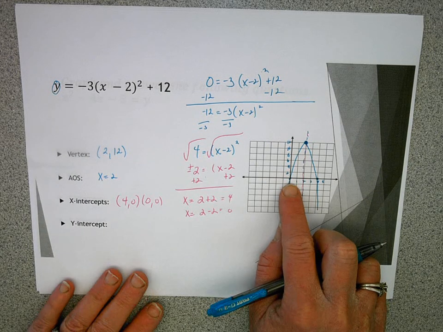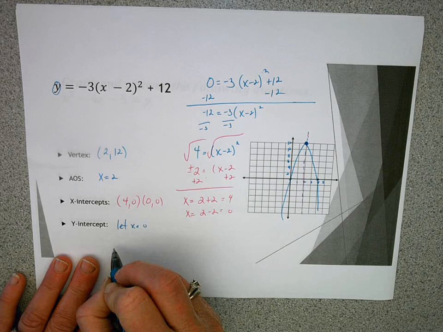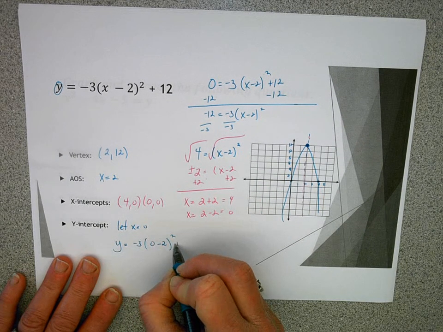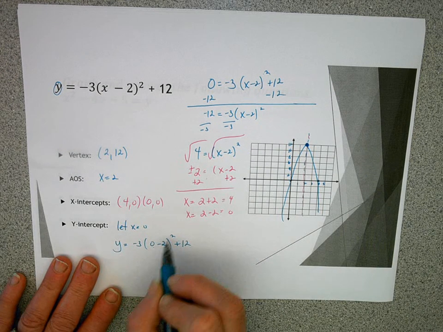If I wanted to find the y-intercept, you guys should be able to see that, but anytime you want to find the y-intercept, just let x equal 0. So y equals -3 times (0 minus 2) squared plus 12, and solve for y. Well, that's -2 squared, which is 4.